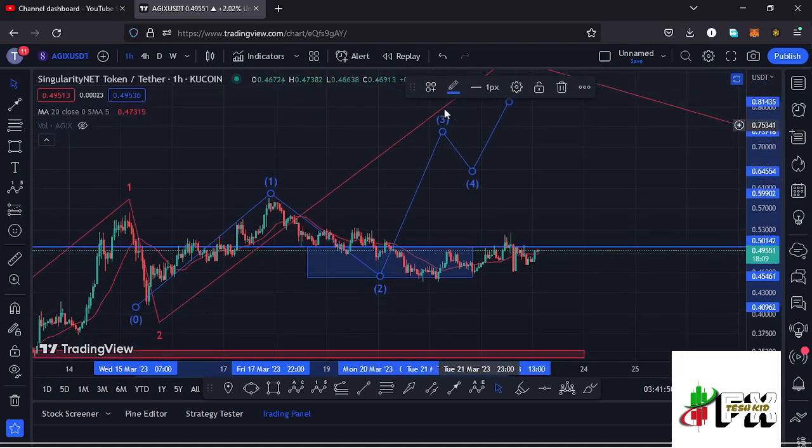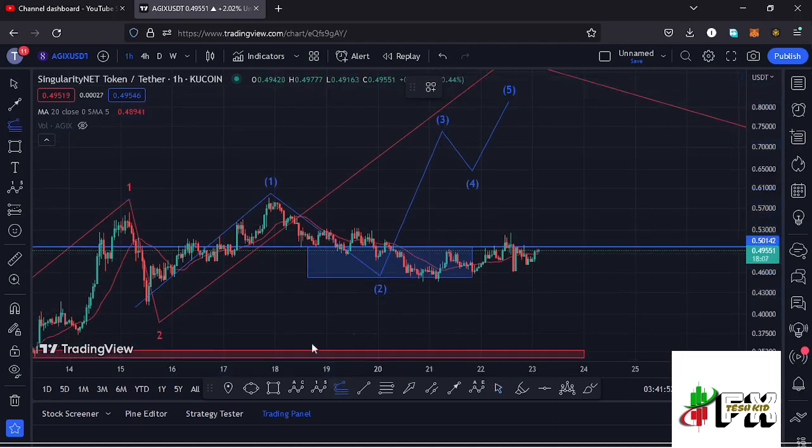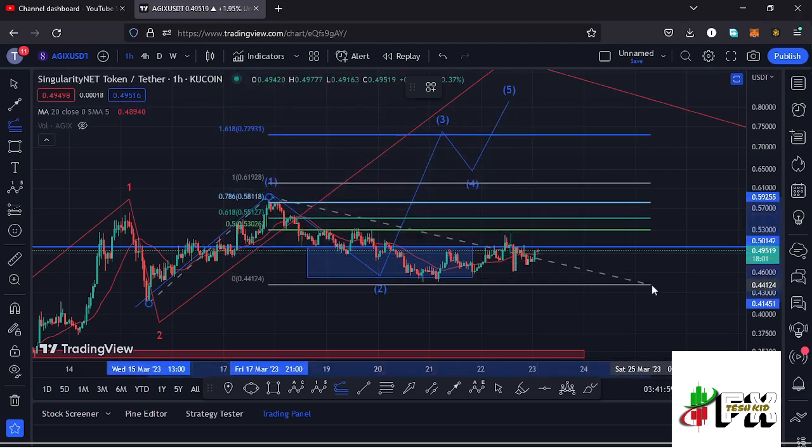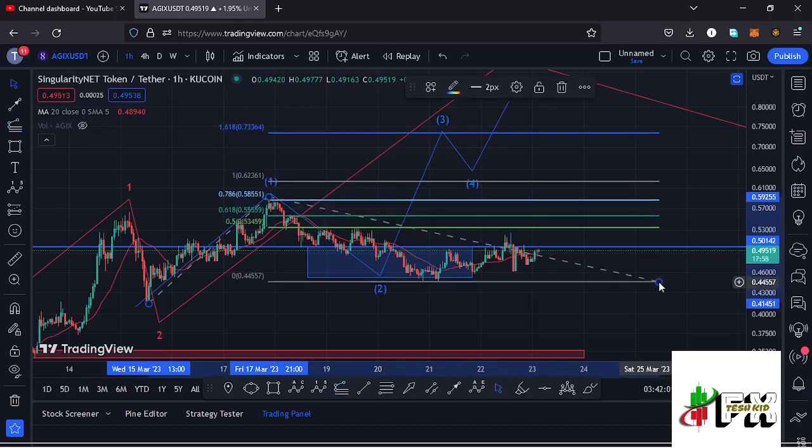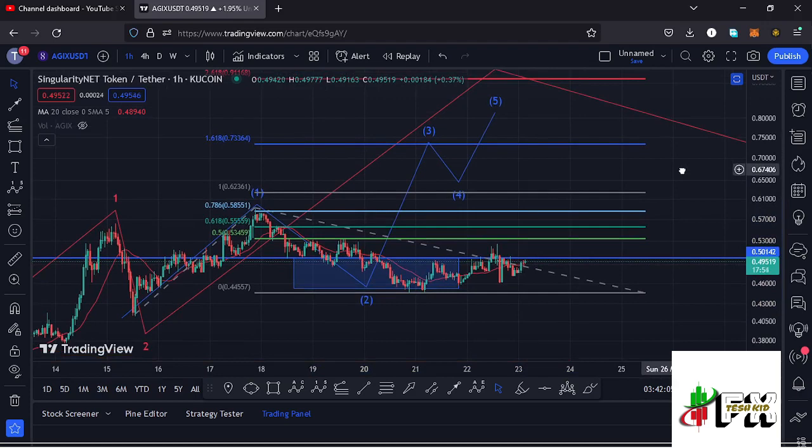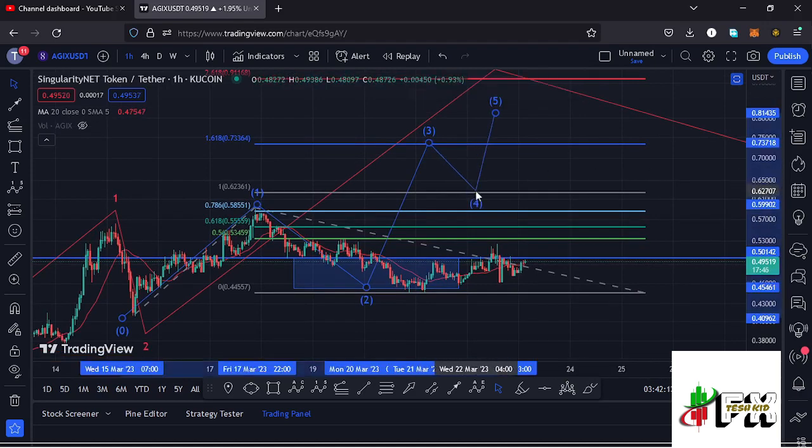we can sketch out a target area to the upper side in the formation of this wave 3 by connecting the trend based Fibonacci from the low of the first wave to the high of that wave 1, then dragging the fibs to the low of the second wave, and that gave me a minimum target area to the upper side in the formation of that wave 3 at the fib level 1.618, and that is at around the $0.73364 mark, and that is the minimum that I'm expecting that wave 3 to the upper side to do, and that is the short-term scenario that I'm expecting to play out here on the AGIX chart.